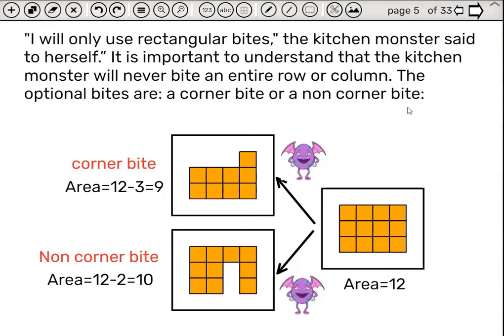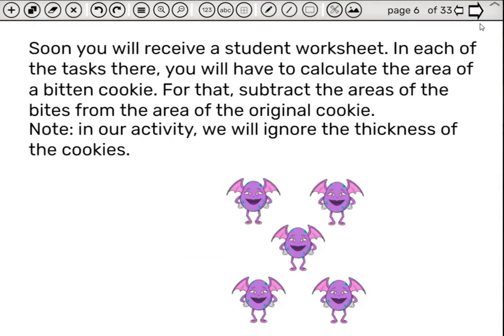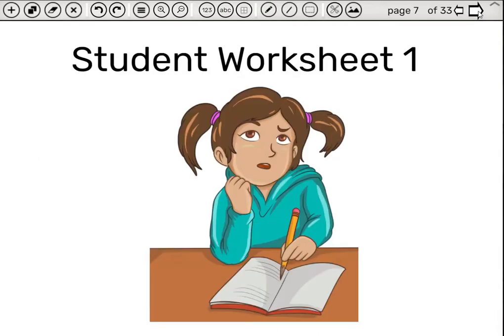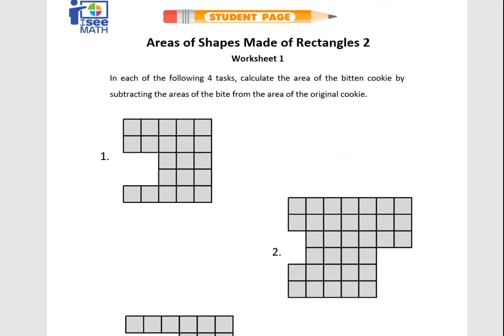Let's continue. Soon you will receive a student worksheet. In each of the tasks there, you will have to calculate the area of the bitten cookie. For that, subtract the areas of the bites from the area of the original cookie. Note, in our activity, we will ignore the thickness of the cookies. And we move on to Student Worksheet 1. This is a page we print out for the students. And here is the page.